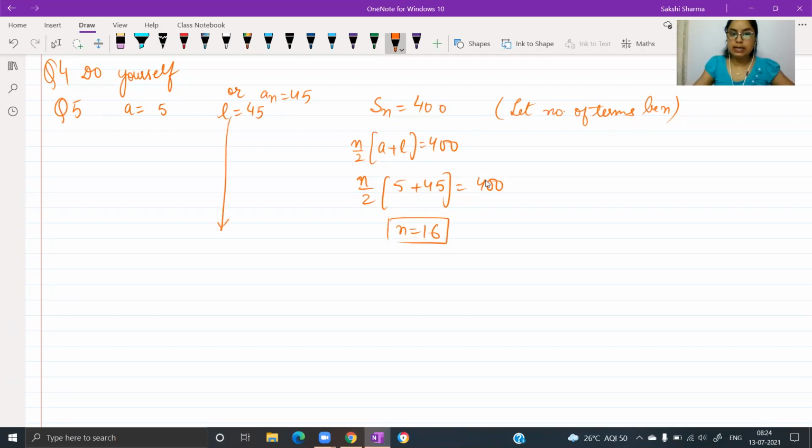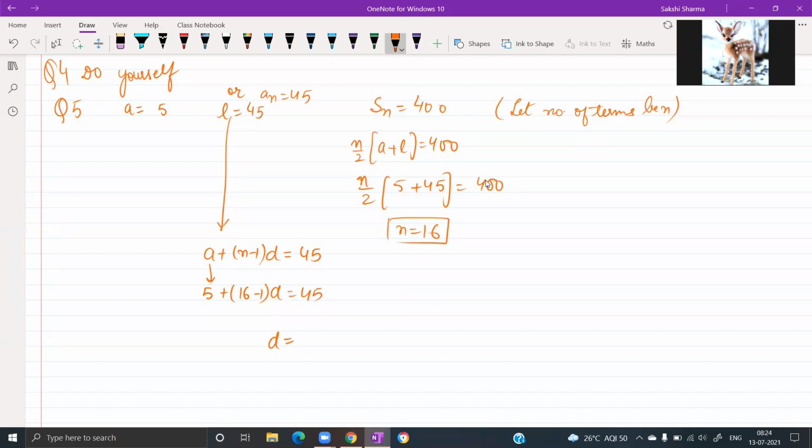Now using the formula for the nth term, put the value of n and A. We have A as 5, n we obtained as 16. We can find out D from here. What's the value of D obtained? Fractional value, 40 by 15, 8 by 3.